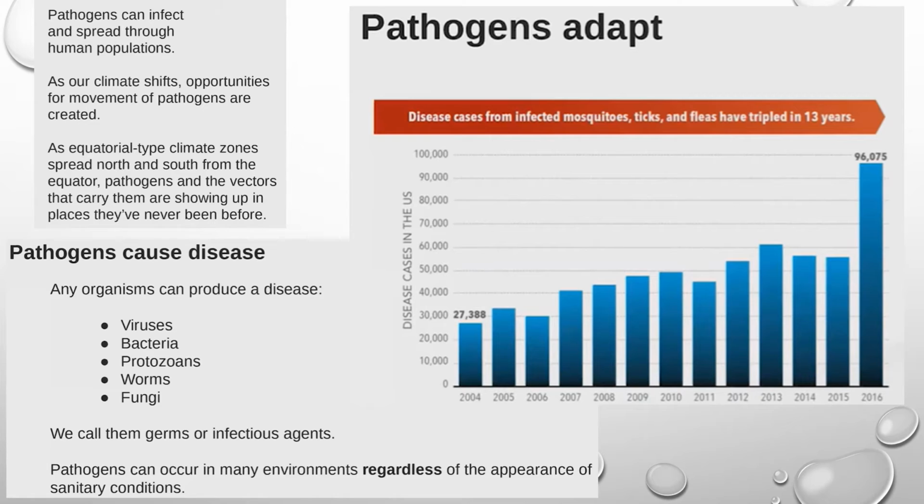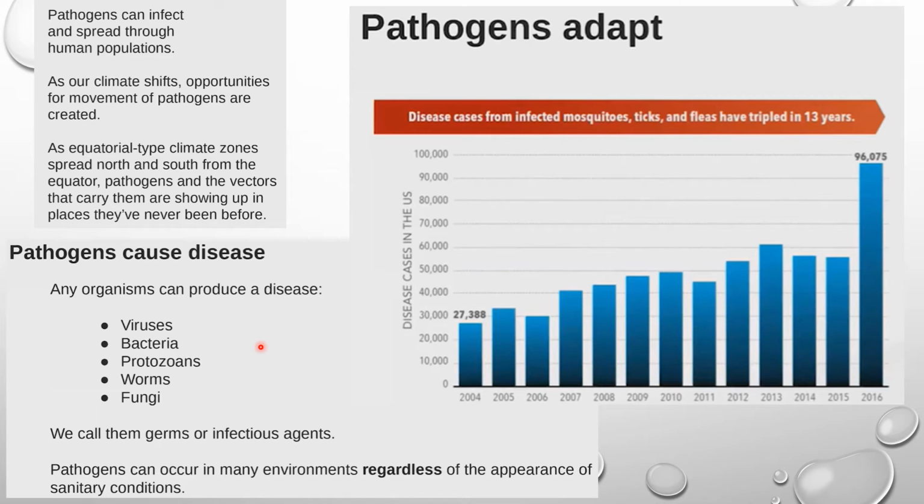So what are our pathogens? Okay, look right where my laser pointer is. Examples of the most common pathogens that we are referring to are viruses, bacteria, protozoans, worms, and fungi. Sometimes we call them infectious agents. Sometimes we just call them germs. But pathogens, we know, adapt.